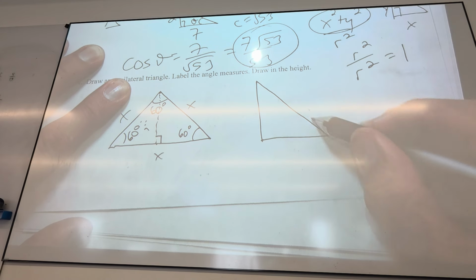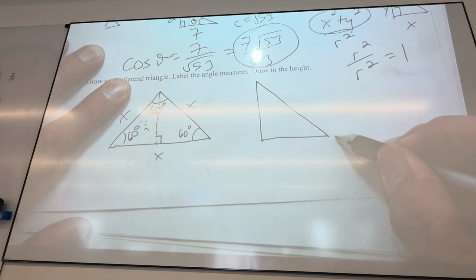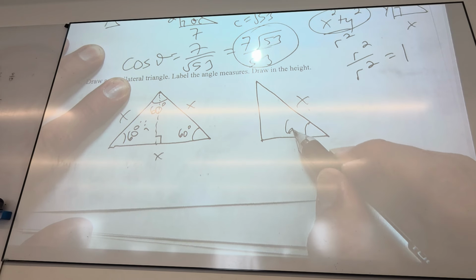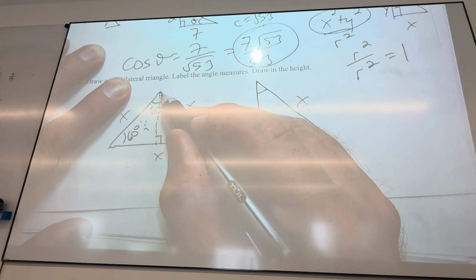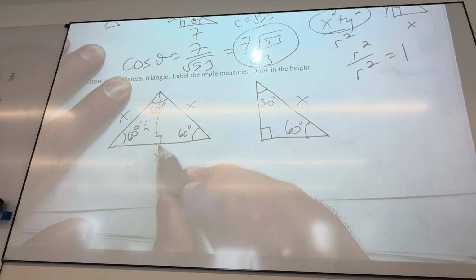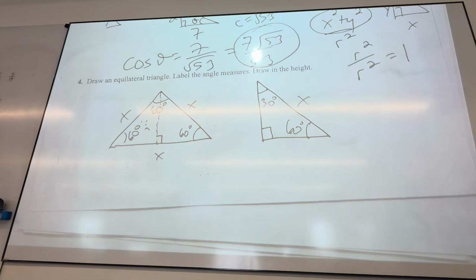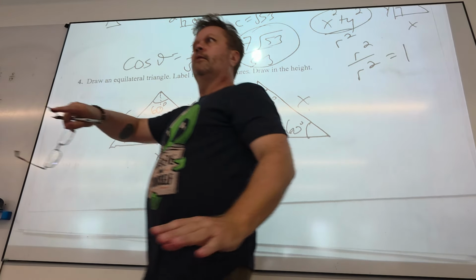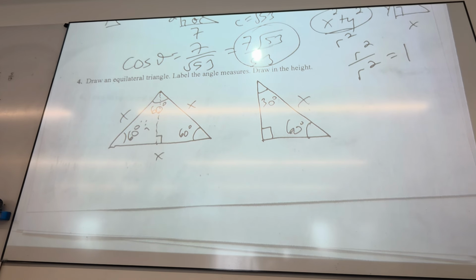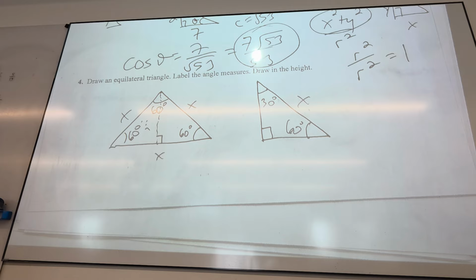How long is this? X. How big is this? 60. How big is this considering I cut it in half? 30. And of course this is the 90 that we made when we dropped the height. Yes? So everybody with me? Yes. So very often in a problem, it looks like there's no right triangles, but you can find them. In fact, later this semester we're going to have a lot of fun with this big thing we're going to make. And we're going to be finding right triangles in all kinds of weird places.